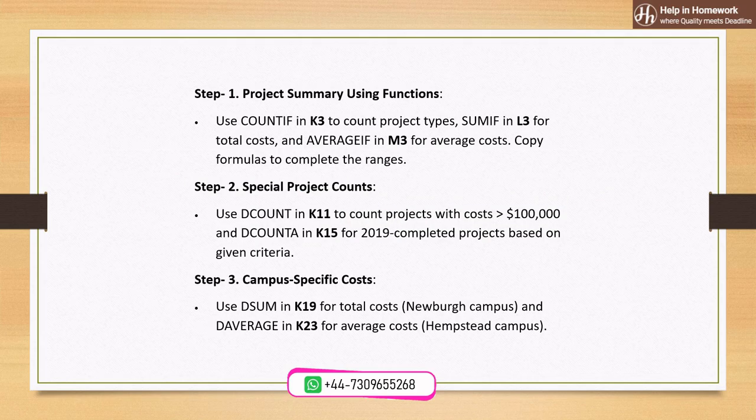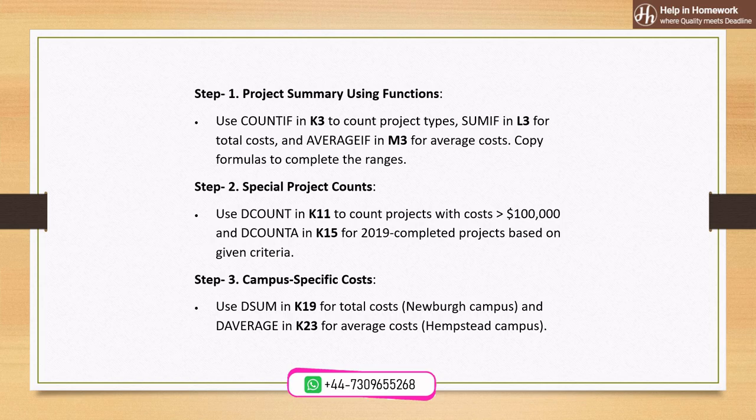Step 1. Project summary using functions. Use COUNTIF in K3 to count project types, SUMIF in L3 for total costs, and AVERAGEIF in M3 for average costs. Copy formulas to complete the ranges.